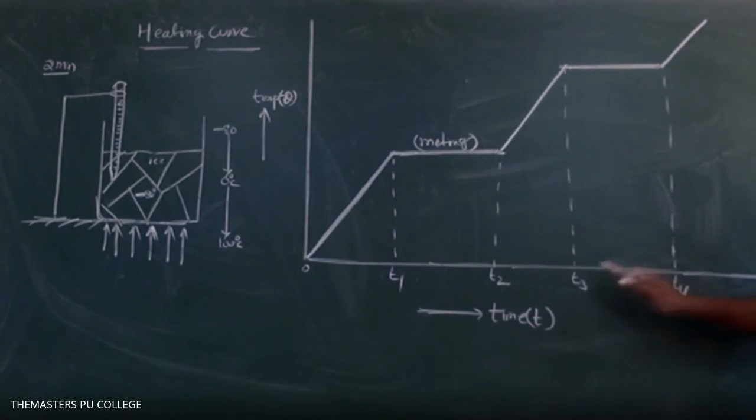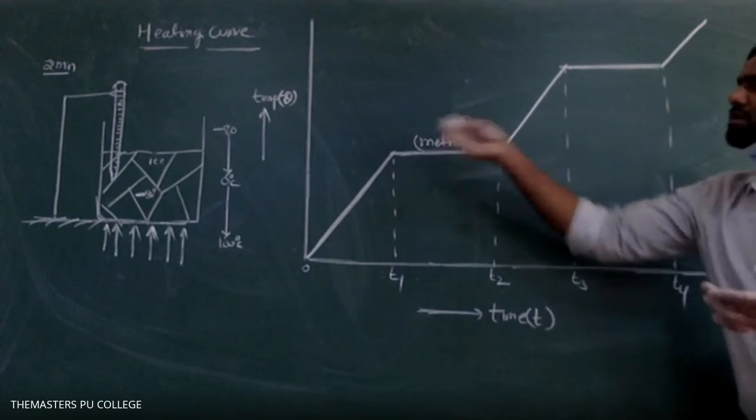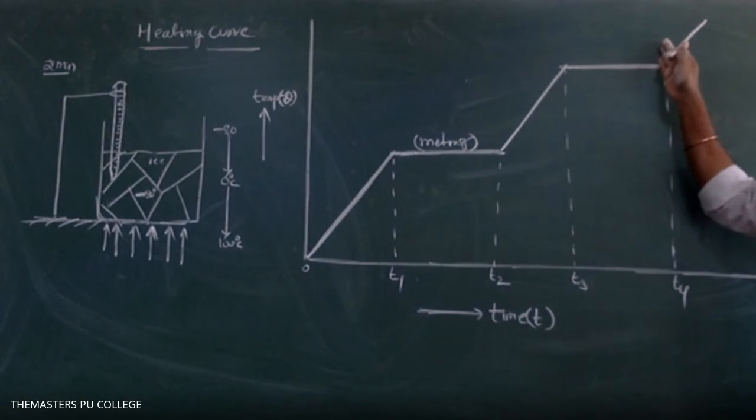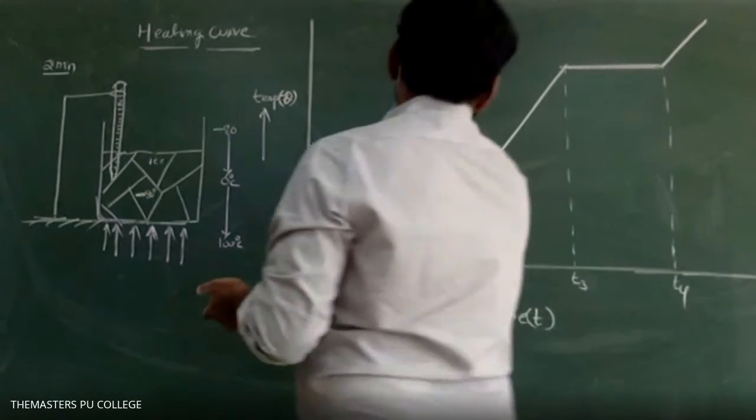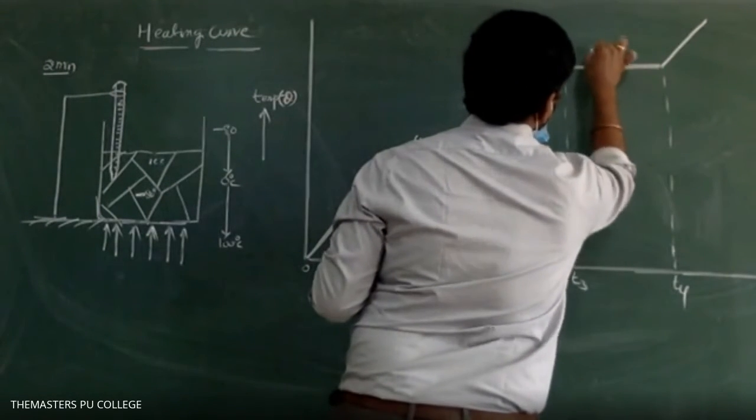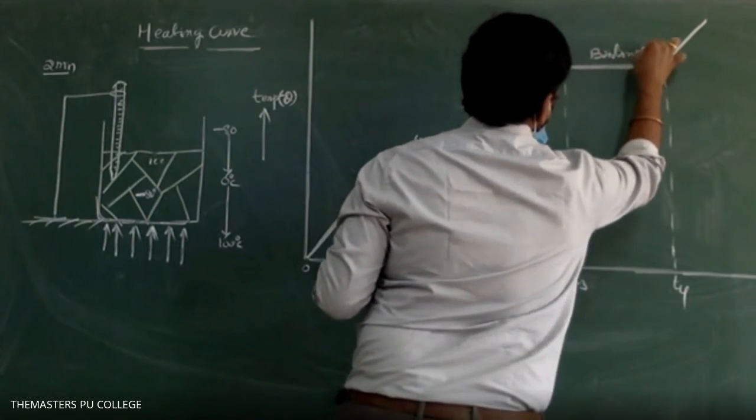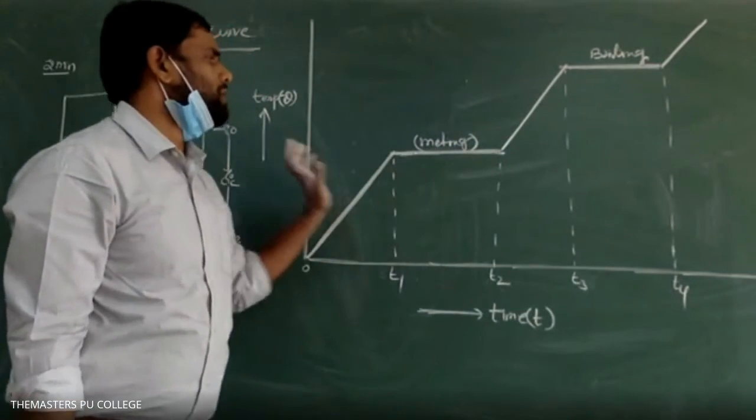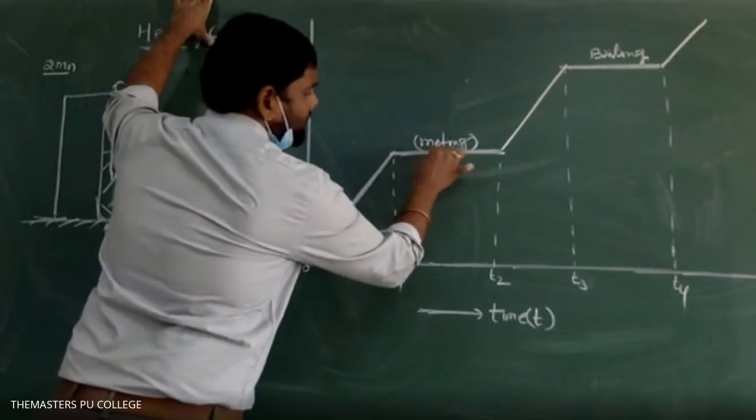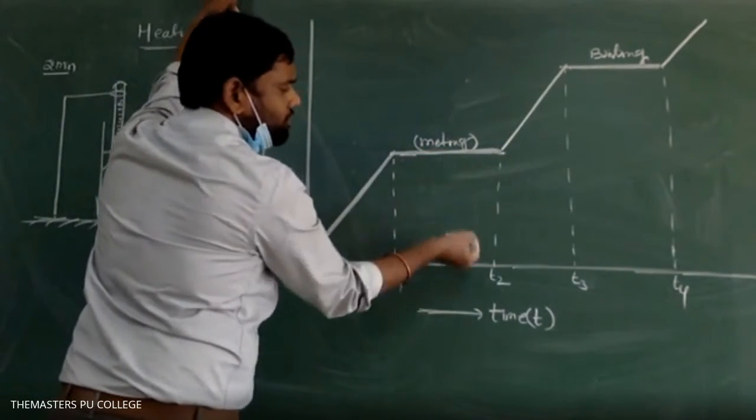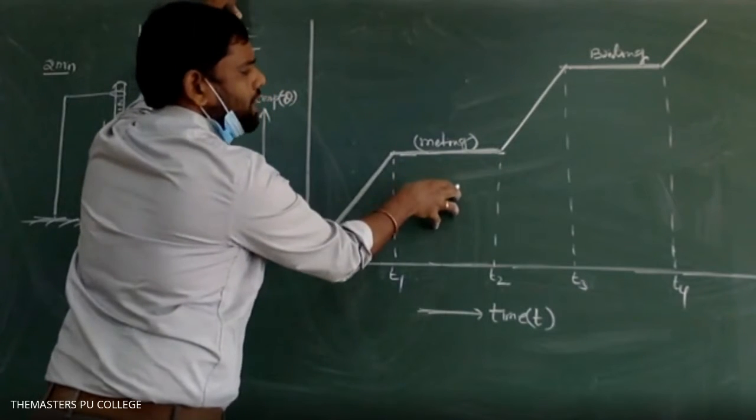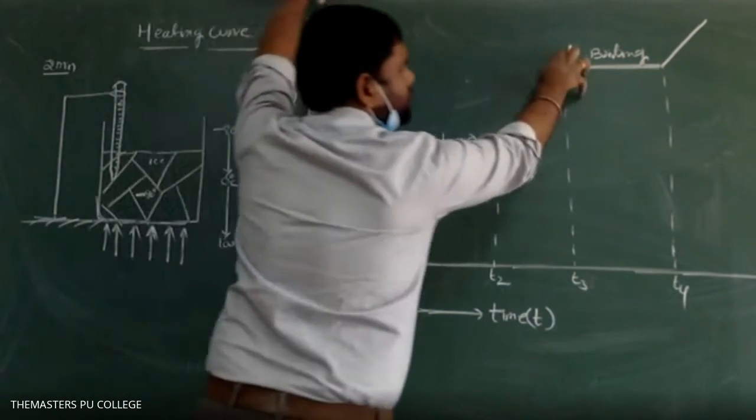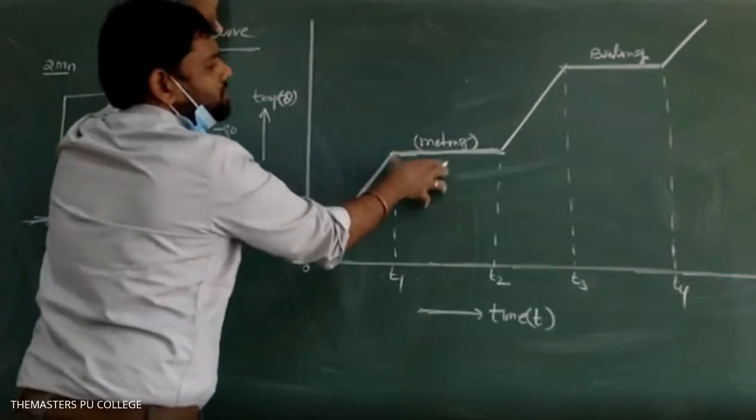Between the time interval T3 and T4, the heat which we have given to the system is used to convert its state from liquid to gas. Therefore, this process is known as melting, and this process is known as boiling. Whatever heat we have given here is known as latent heat. Latent heat means the amount of heat required for unit mass of a substance to change its state from one phase to another phase, for example solid phase to liquid phase, or liquid phase to gaseous phase. That is known as latent heat.